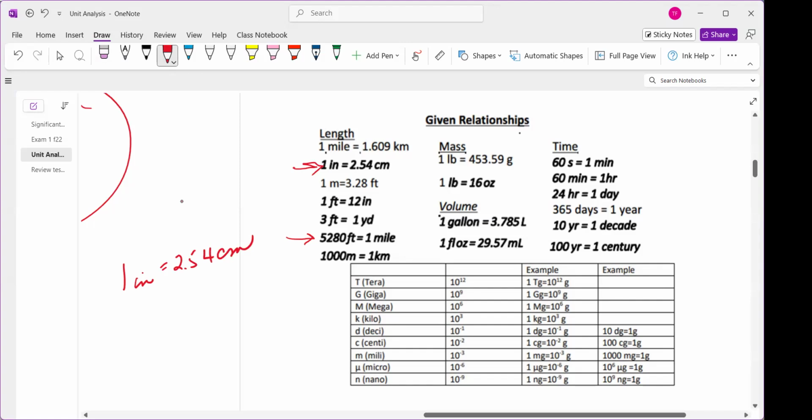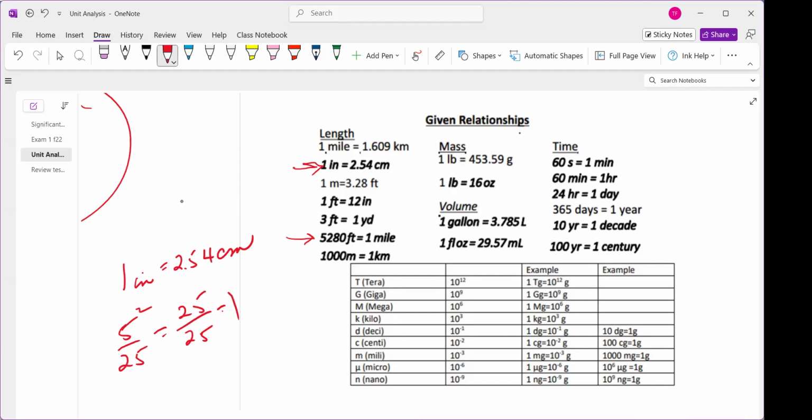We can convert that to a fraction. For example, if we have 5 squared over 25, what's the answer? 1, because 5 squared is 25. And that's 1. Now, the idea on the conversion factor is they're all going to be set up like this. They're all going to be a fraction. And that way we can kind of cancel out stuff as we go on.